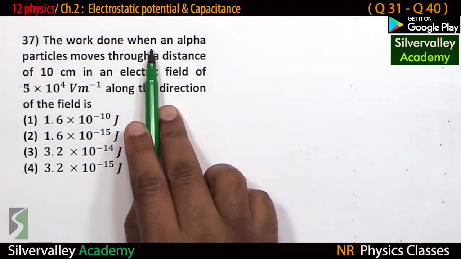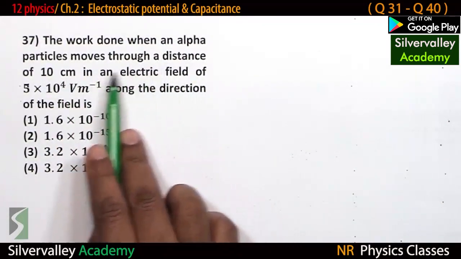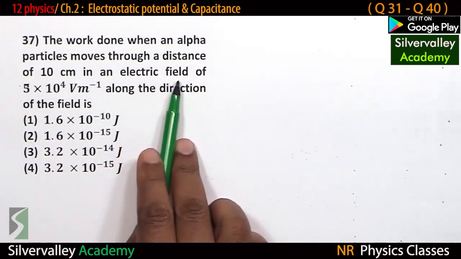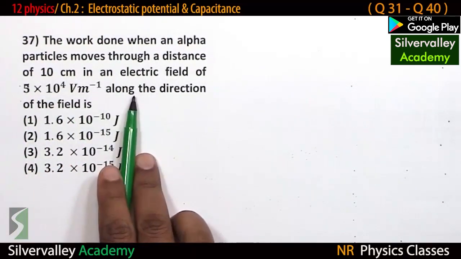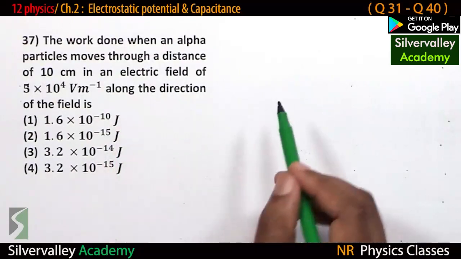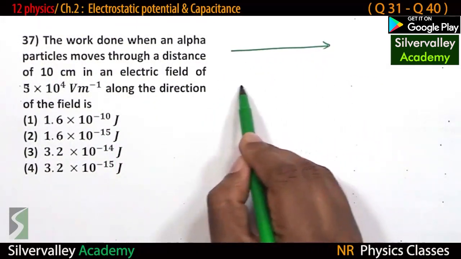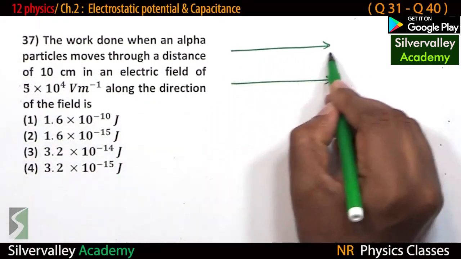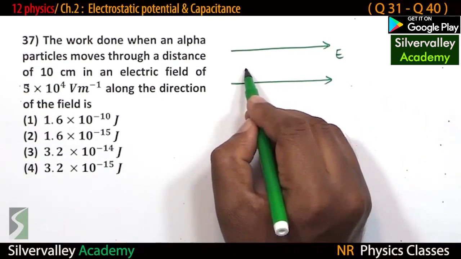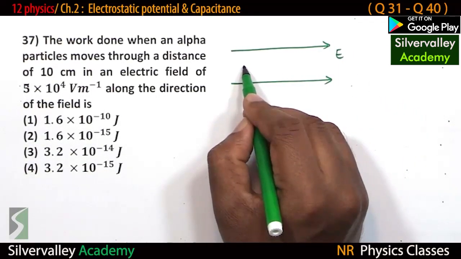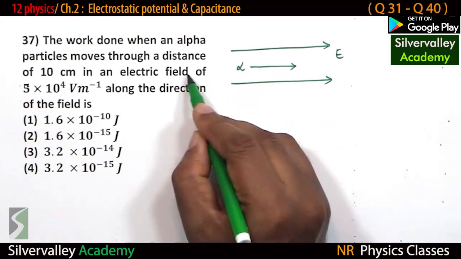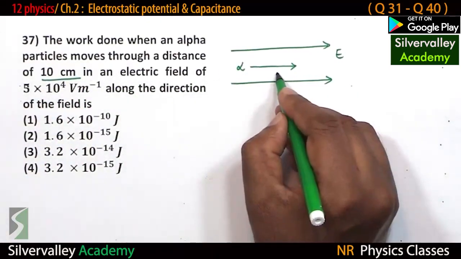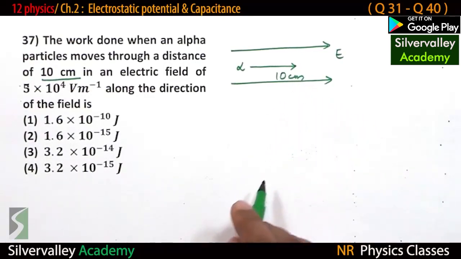The work done when an alpha particle moves through a distance of 10 cm in an electric field of 5×10⁴ volt per meter along the direction of the field is. So there is an electric field E, and an alpha particle is displaced by 10 cm.